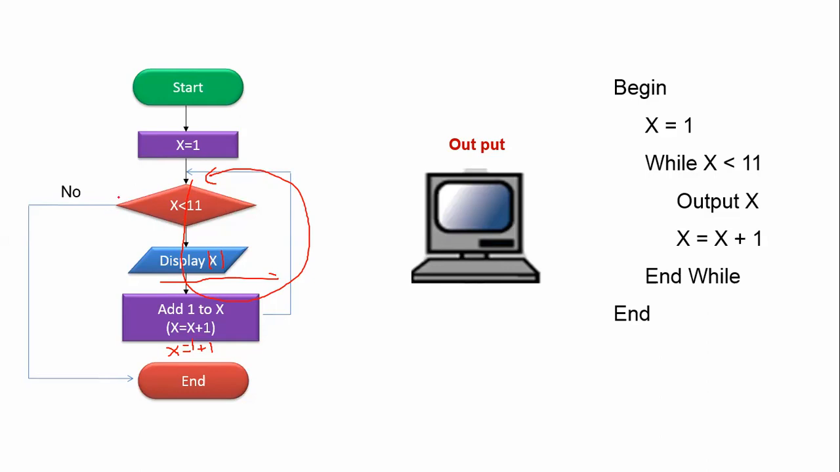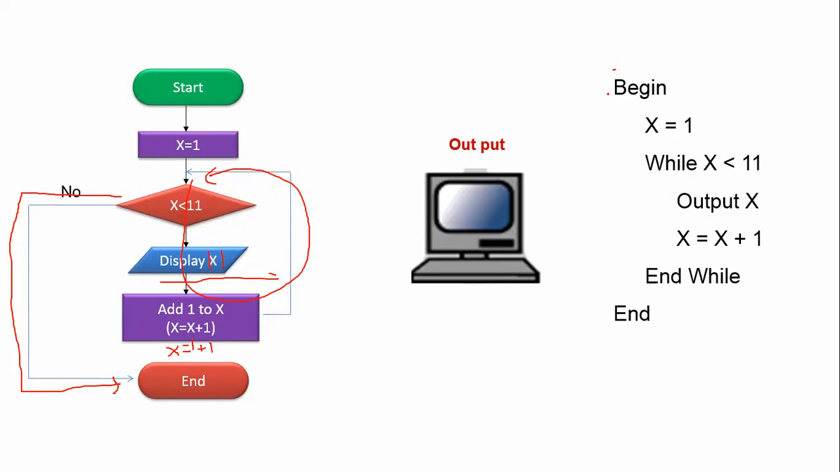After 10 iterations, once this condition is false, then exit from this loop into the program. Exit from the loops. Have you got it? Yes, sir. This is called while loop.